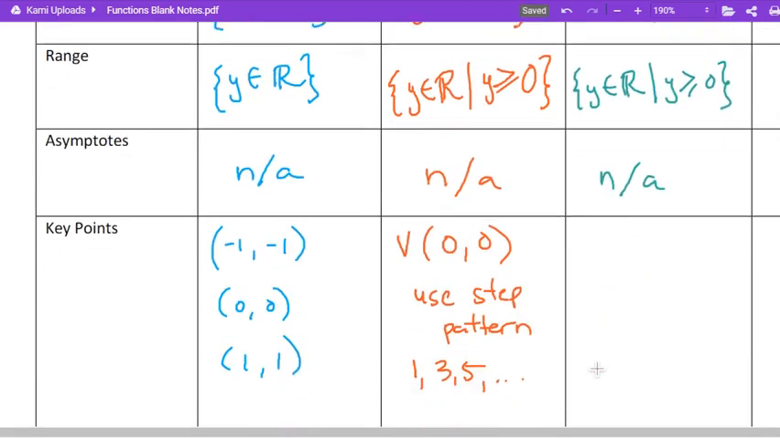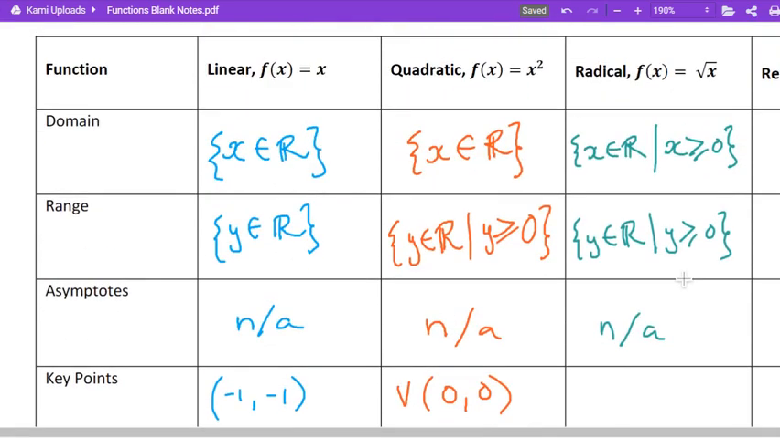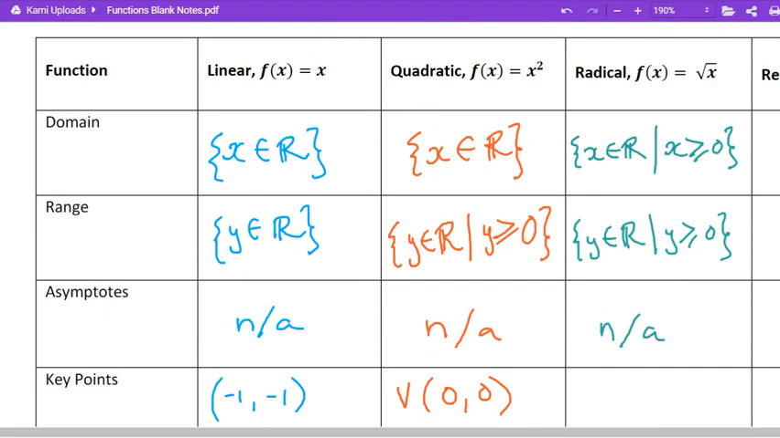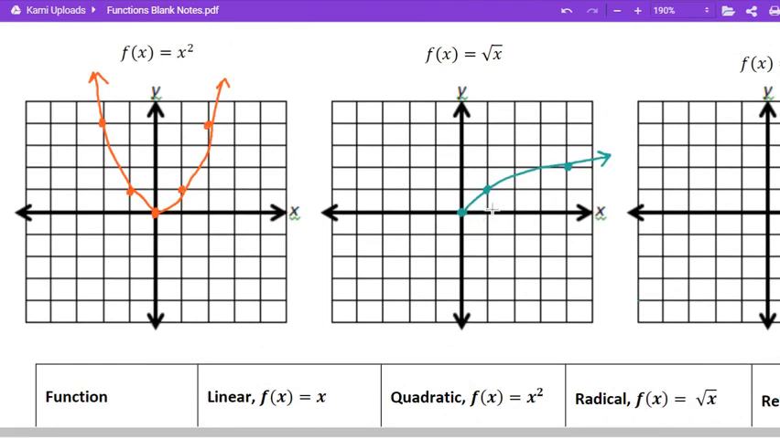And then for key points. Sorry, why does y have to be greater than or equal to 0 if it goes into the negative? That's right, because this part would make it not a function, right? Then it's like, oh, I failed the vertical line test. So the radical function is the parabola flipped, but only half of it. And we'll get more into why that is. One of the reasons is because then it's not a function.